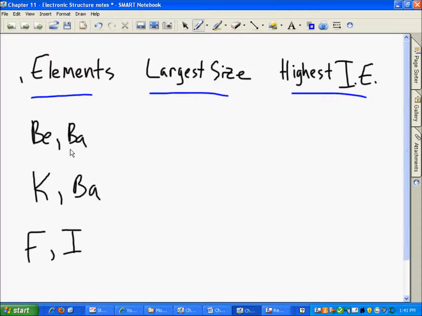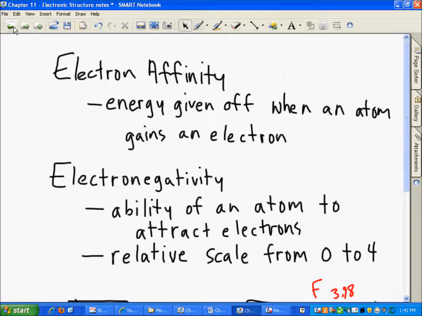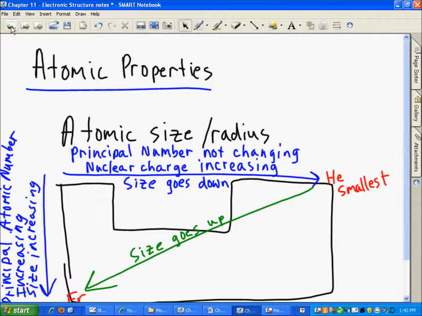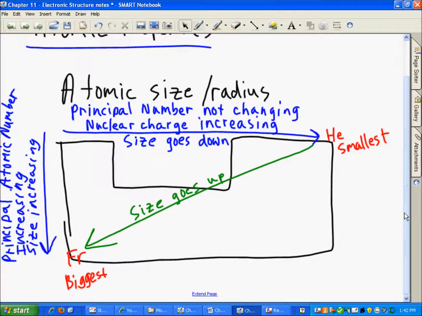One of those is 1.57 and the other one's 0.89. I think you're looking at the electronegativity. We want to think about the size. You have to look at the size trend. If we go back to where we were talking about size, the size trend is, as you go down, you get bigger, and as you go right, you get smaller. So basically, as you go down and left, you get bigger.